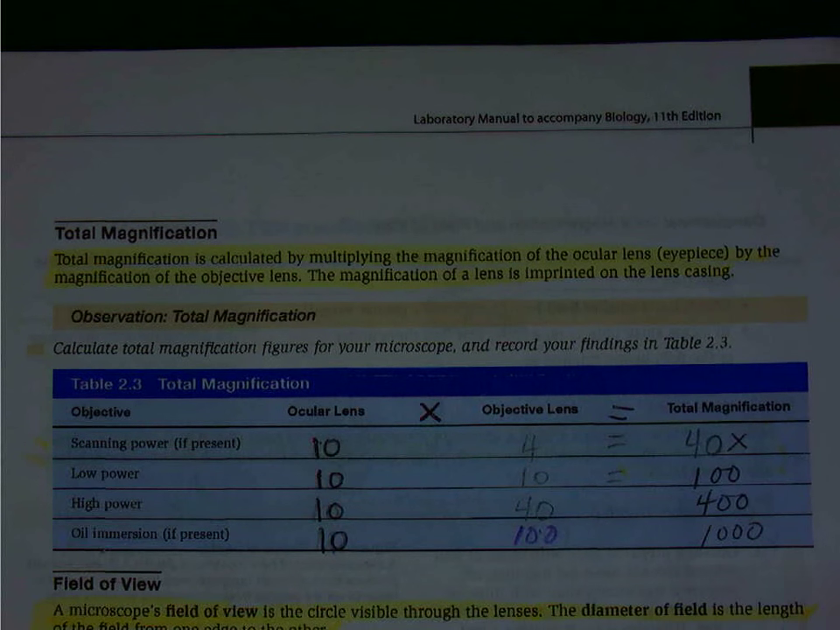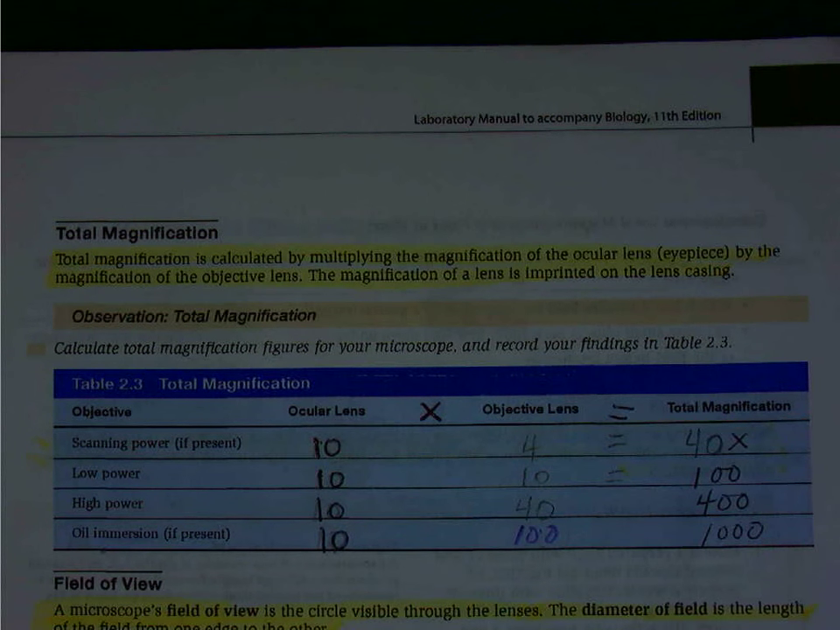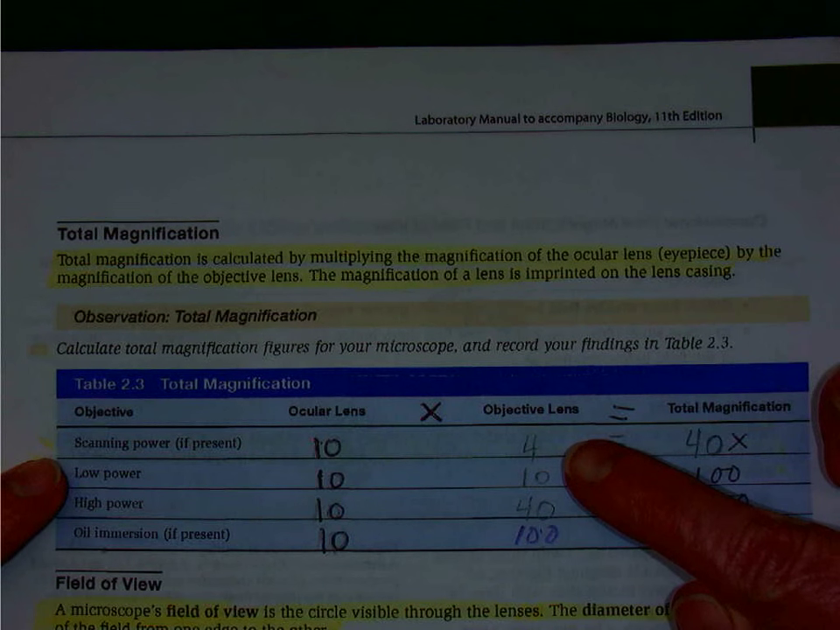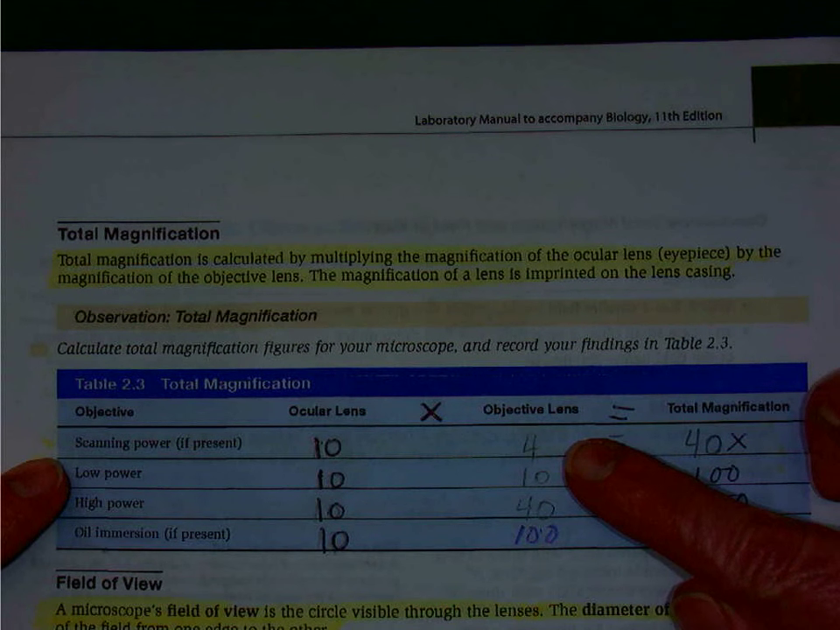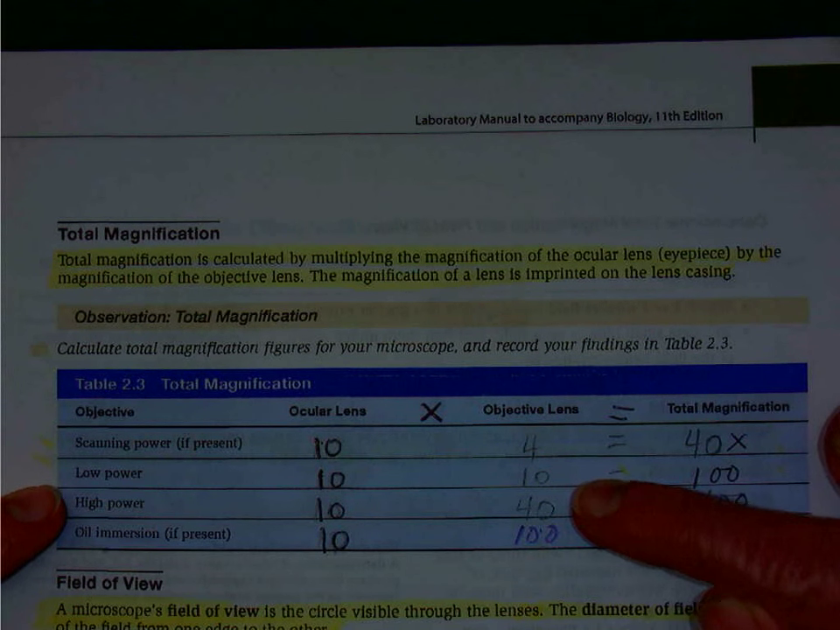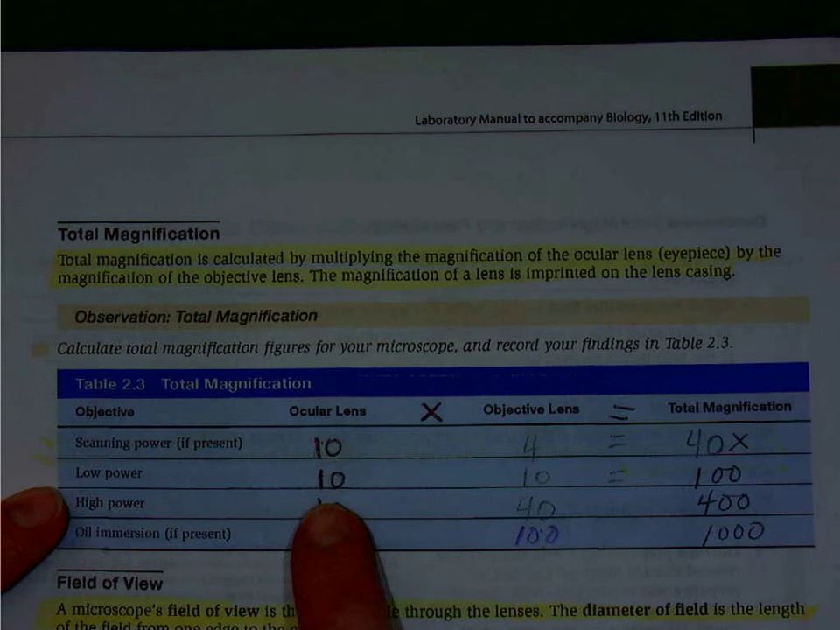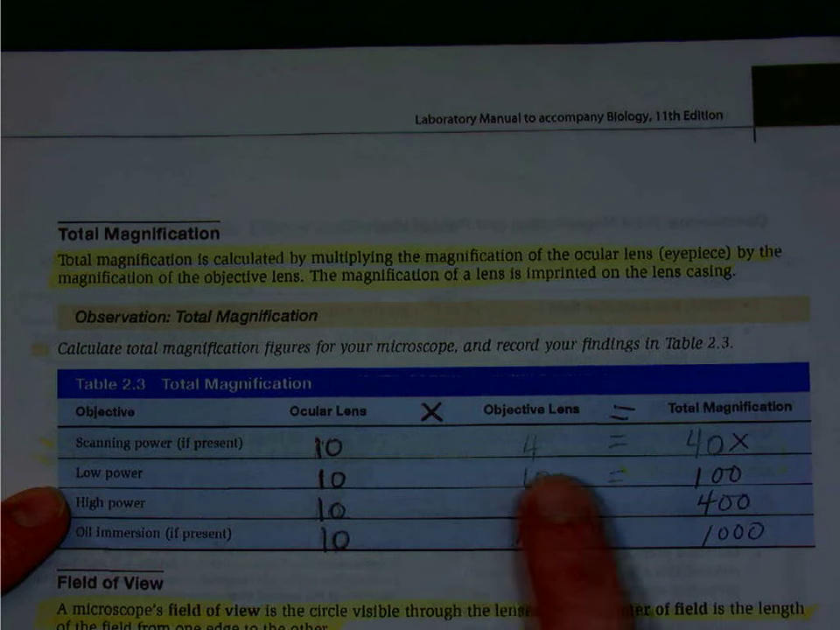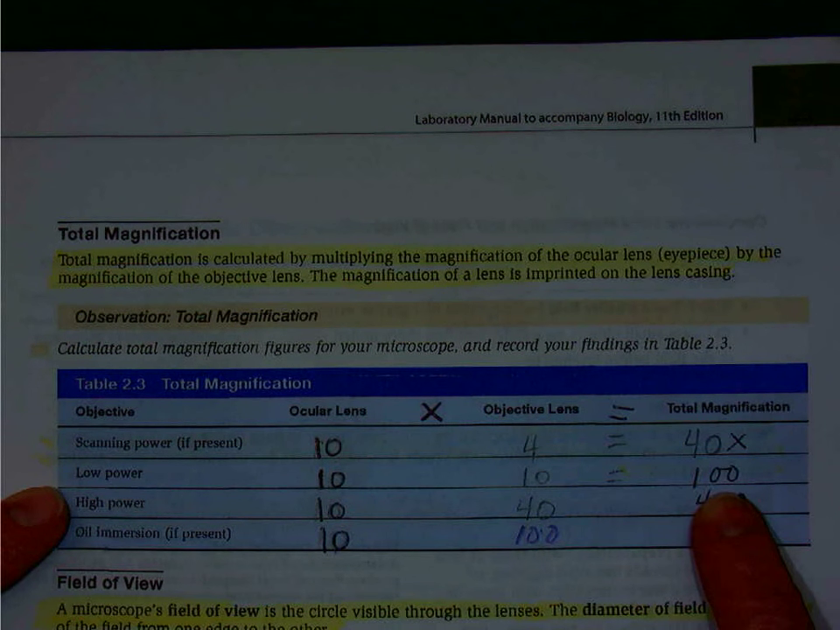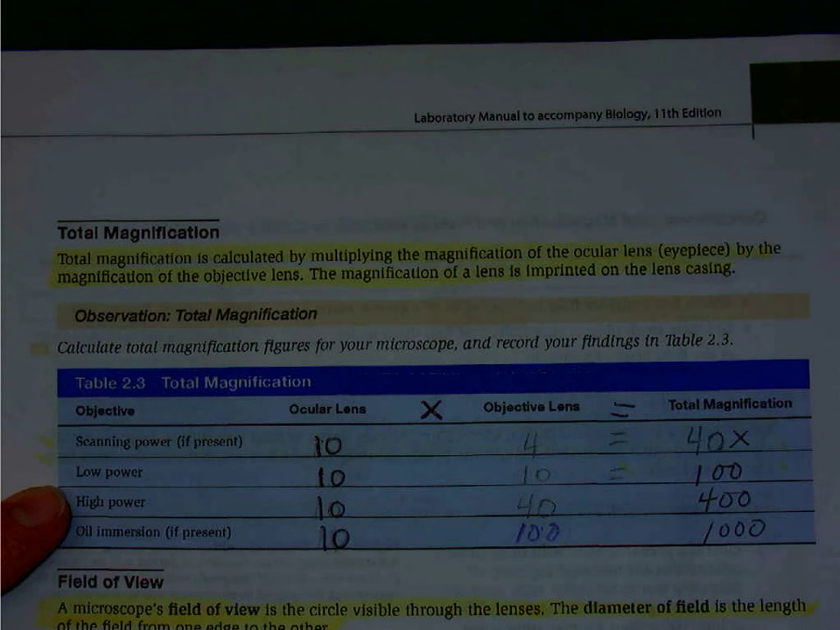On page 29, we discussed how to calculate total magnification. We filled out this chart about the ocular lens times the objective lens and how that gives us total magnification. We talked about the fact that the scanning power gives us a total magnification of 4x. Low power, which is usually marked by the yellow ring, gives us a magnifying power of 10. So when we have the eyepiece at 10x and the low power objective at 10x, that's where we get the number 100. 10 times 10 is 100 for the total magnification when we're on low power.